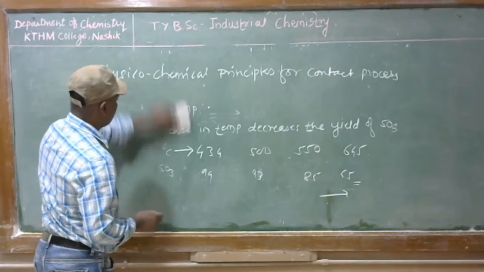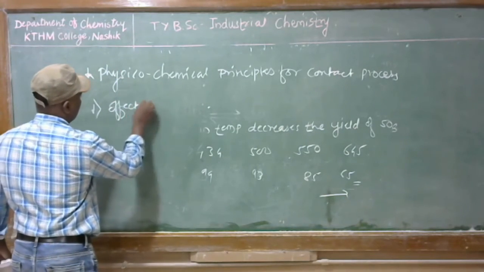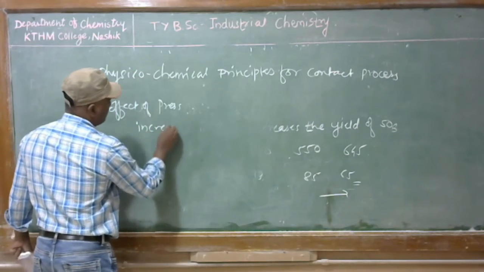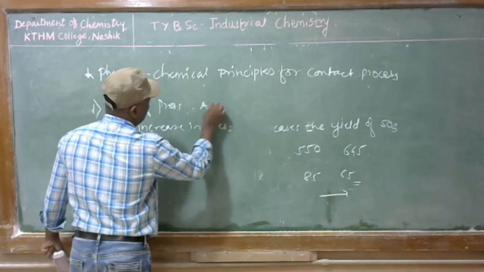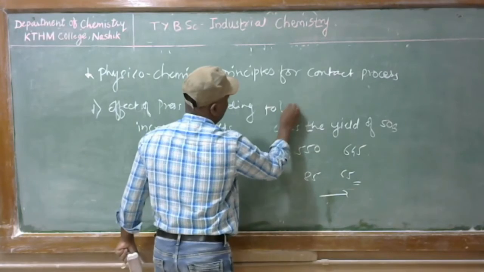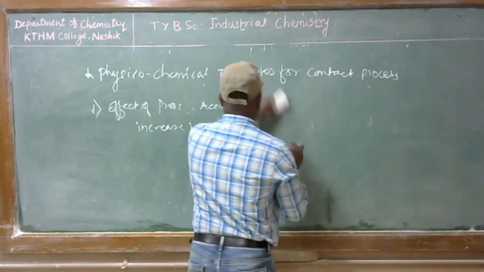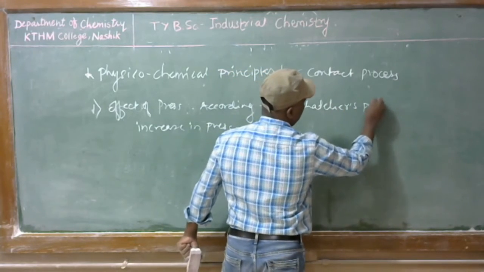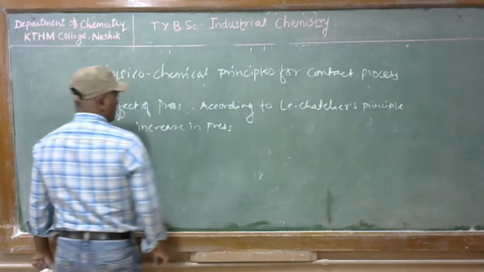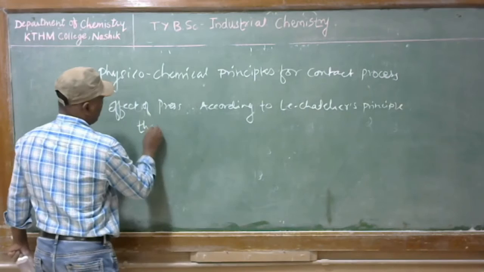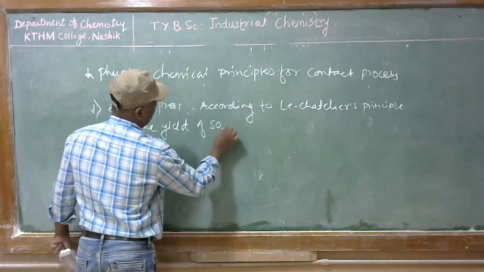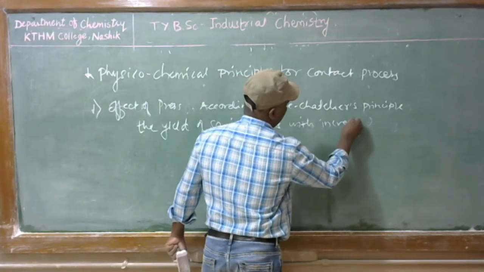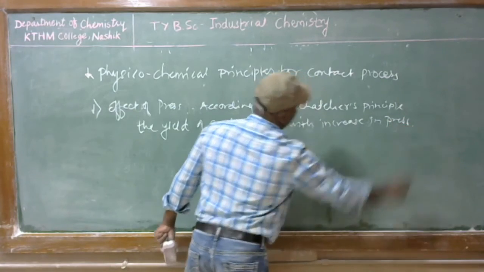Next point, we will see the effect of pressure. Again, increasing pressure, according to Le Chatelier's principle, the yield of SO3 increases with increasing pressure.